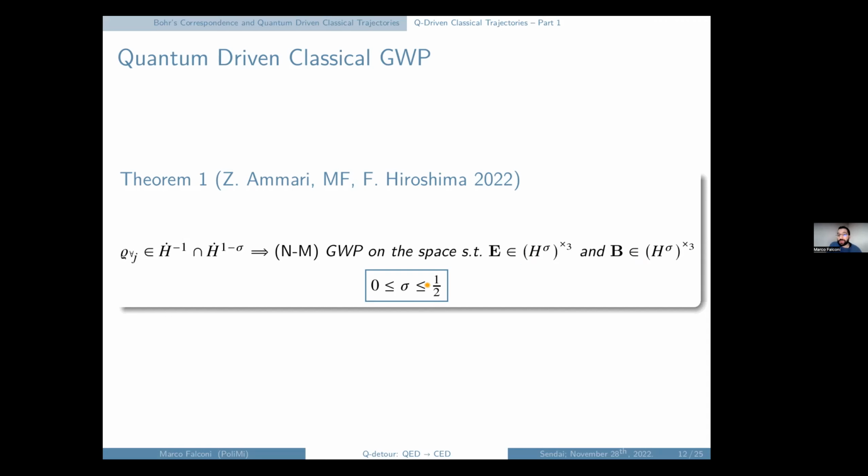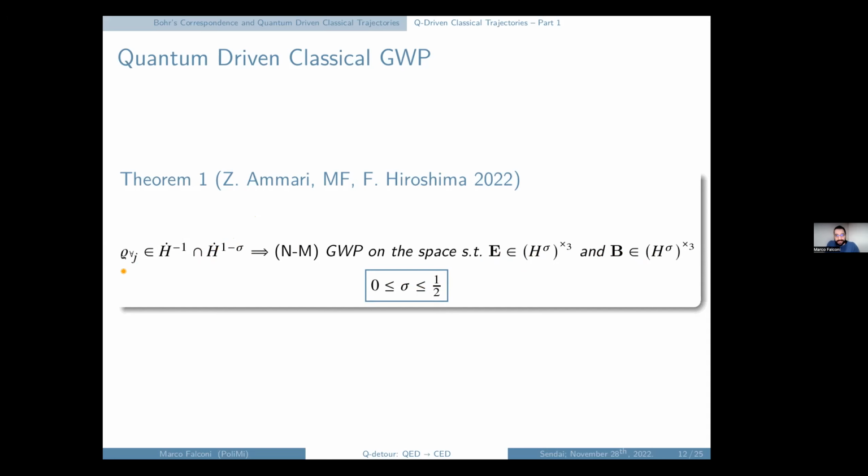But for σ equal to 1/2, that becomes more interesting, because here for the ultraviolet part of ρ, we have Ḣ^{1/2} only, not 1. Still, we are able to prove well-posedness for E in H^{1/2} and B in H¹. So we are relaxing at least the ultraviolet regularity required on the charge.